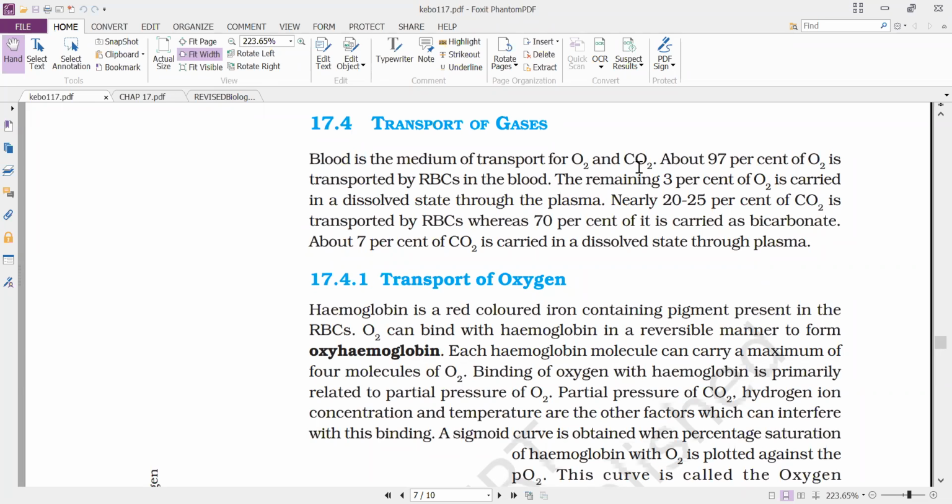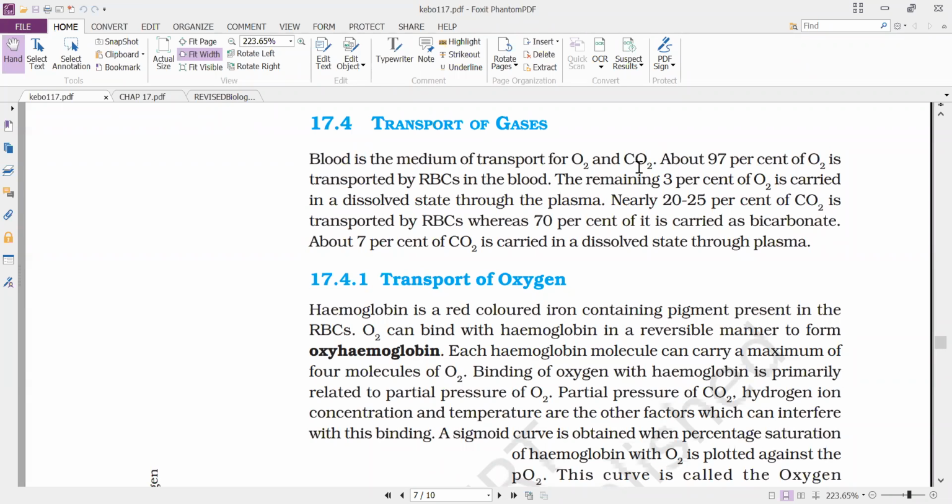About 97% of the oxygen is transported by RBC in the blood. That means through RBC 97% of the oxygen is transported from the lungs to the different parts of the body, and only the remaining 3% of oxygen is carried in a dissolved state through the plasma. That is how the oxygen is getting transported through the blood.